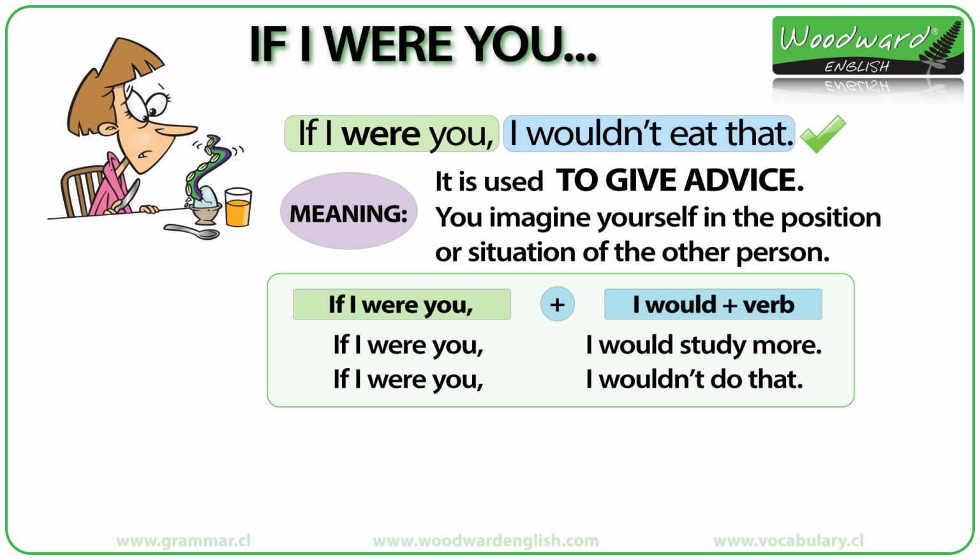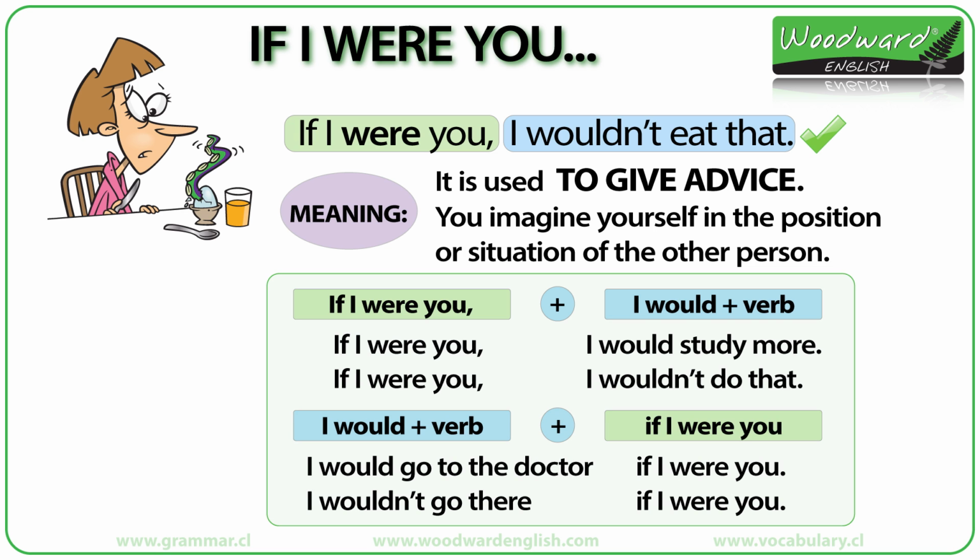If I were you, I would study more. This is my advice for you. And you've come to the right place. Notice how a comma is necessary after the first part of if I were you. The next example, if I were you, I wouldn't do that. Notice how would in the second part can also be in its negative form, wouldn't.